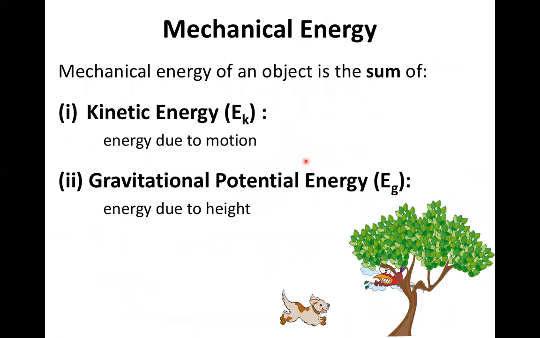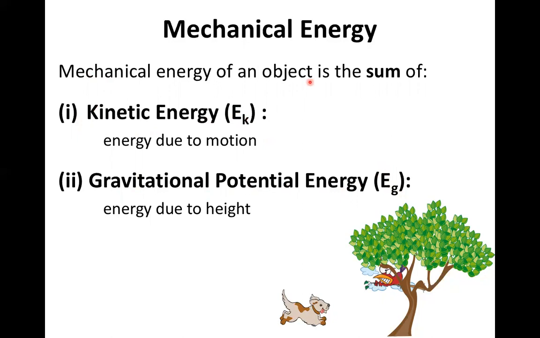And the reason why we want to learn about gravitational potential energy is it will become more clear in the next lesson when we do conservation of energy, but we need to know what mechanical energy is. That was one of the learning goals of this lesson. Mechanical energy is the sum of kinetic energy, EK, and gravitational potential energy, EG.